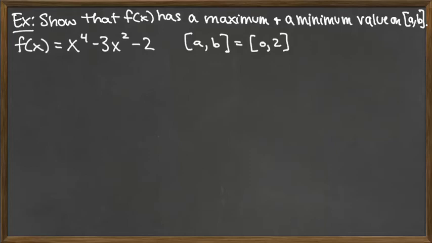For this example, we want to show that f of x has a maximum and a minimum value on the closed interval AB. The extreme value theorem is going to guarantee both a global max and a minimum on that closed interval because the function is continuous. So what we need to do is check any critical points that are in the interval and the endpoints of the interval and figure out which one's the biggest and the smallest.